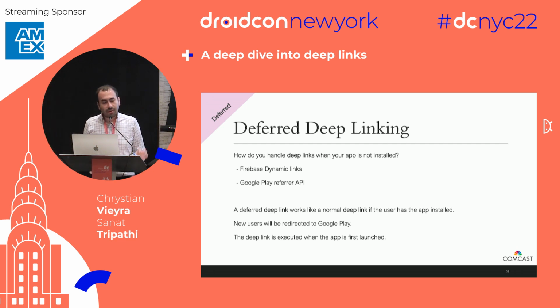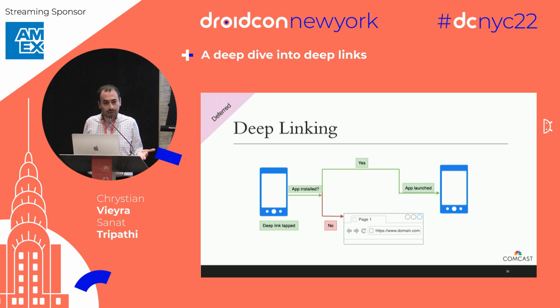Thank you, Sanat. So all the deep links that we have looked at before are for when the app is already installed. So the big question is, how do you handle those deep links when the app is not installed? And for that, there are many, many solutions. Two of my favorite ones are using Firebase Dynamic Links or using the Google Play Referrer API.